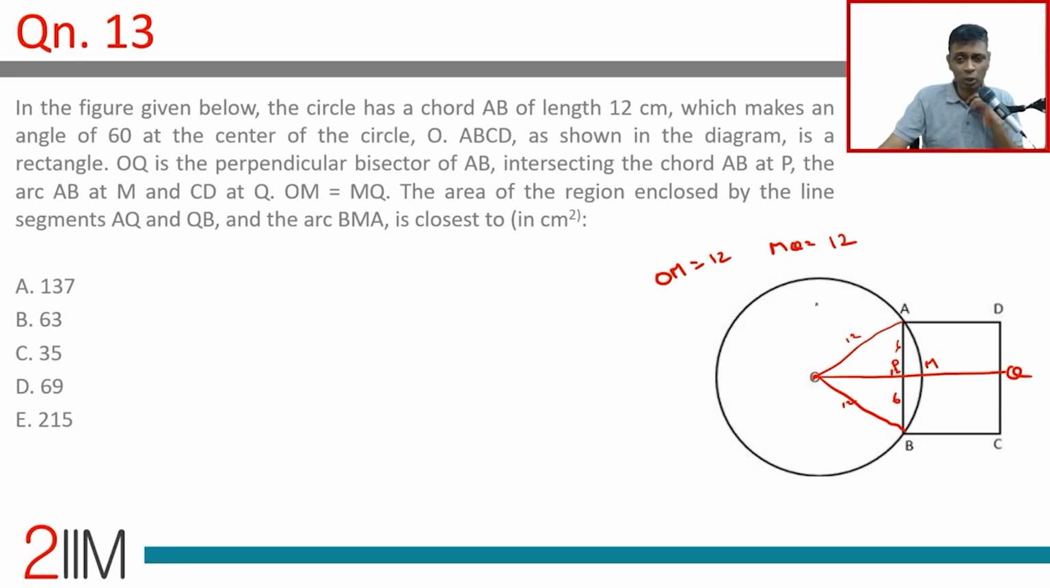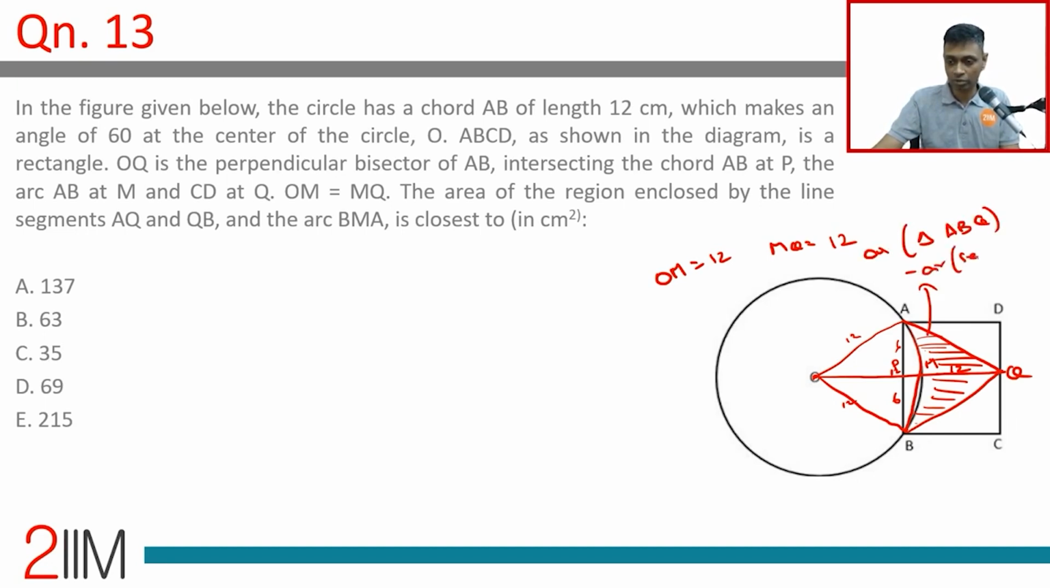The area of the region enclosed by the line segments AQ and QB and the arc BMA, this area, is closest to what? Brilliant question. Just drawing the diagram has taken us a while. MQ is 12, that we know. So how do we find this area? The shaded region is the area of triangle ABQ minus the area of segment AMB.